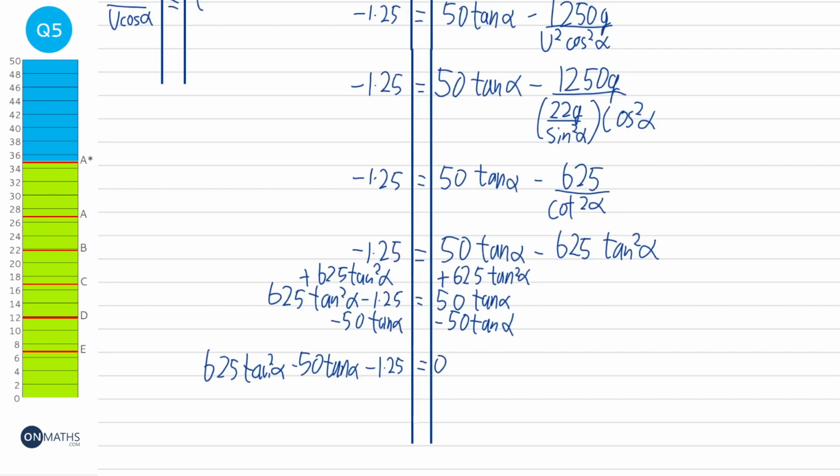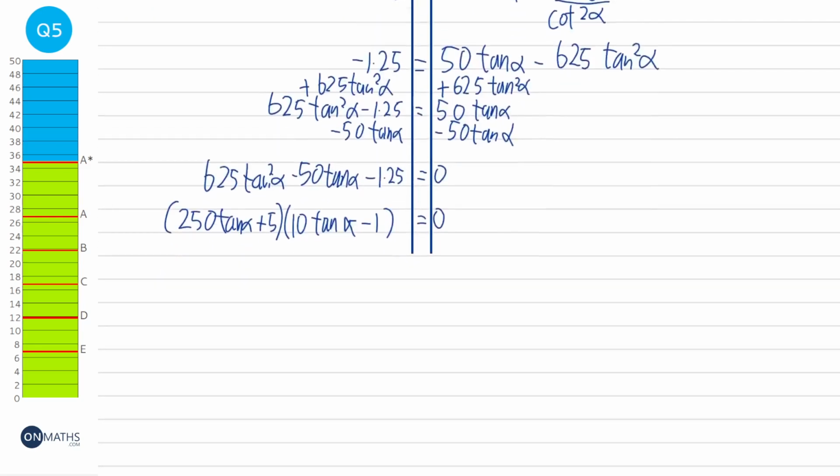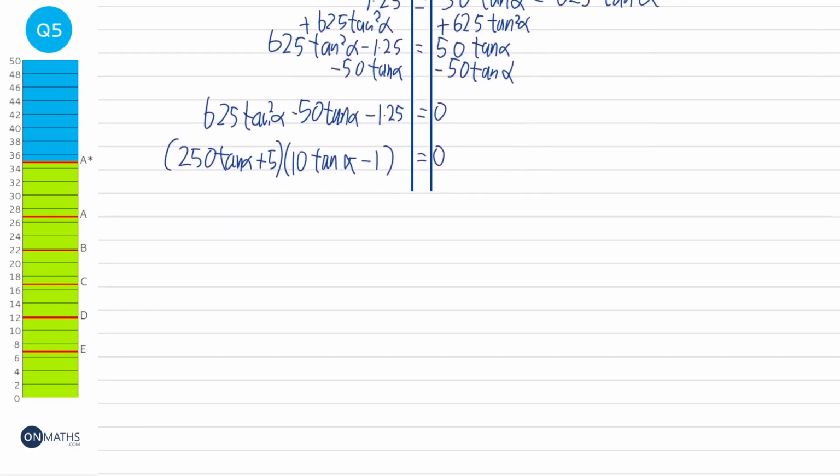Now we're just going to create a quadratic, and so we can either use the quadratic formula or we can just factorize it. So that would be 250 tan alpha plus 5, and that would be 10 tan alpha minus 1. And again, we could have just used the quadratic formula. And we're going to get them each equal to 0. So it would be 250 tan alpha plus 5 equals 0. Solve that.